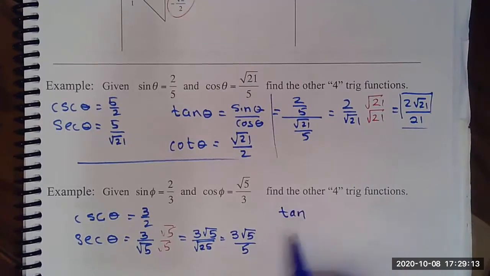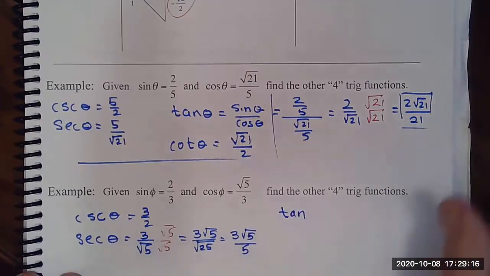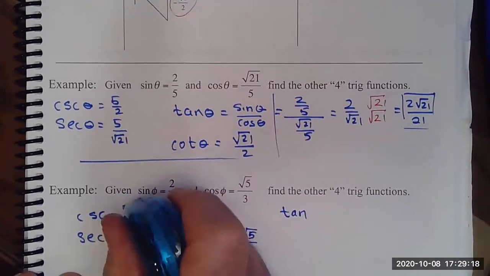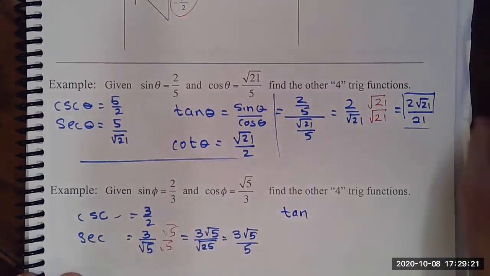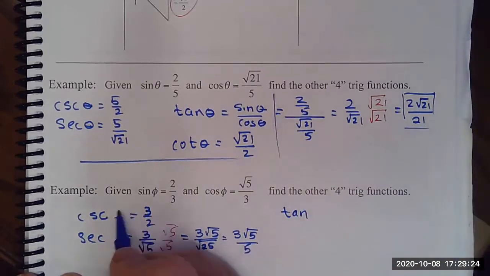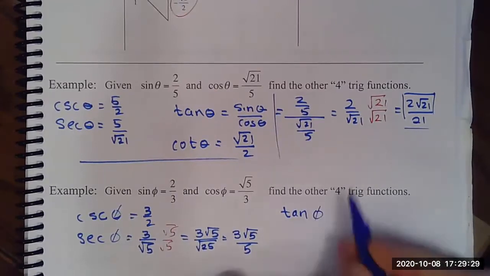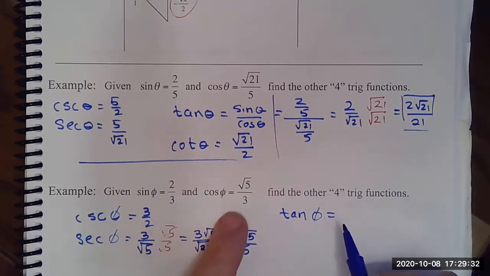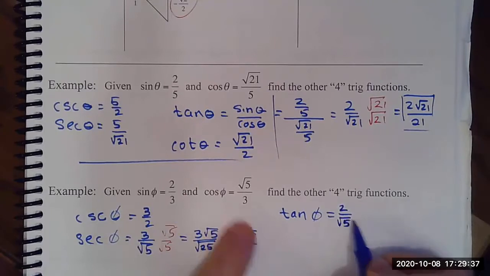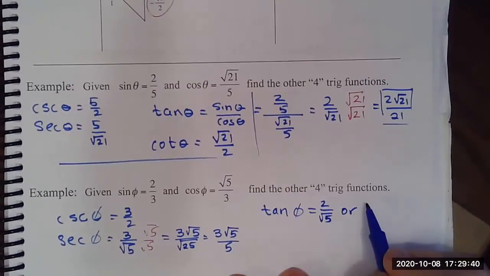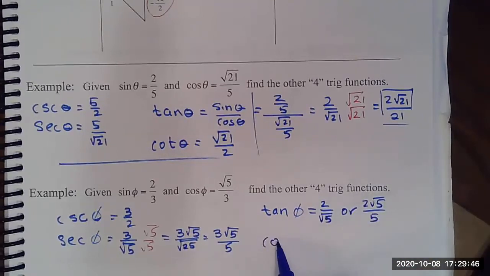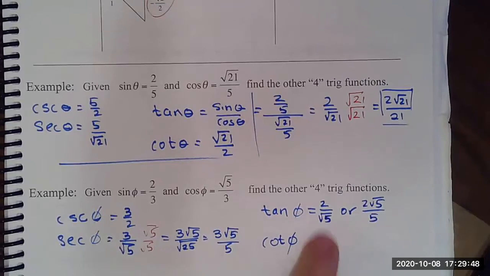Tangent. I put theta and it's supposed to be phi. I do that every once in a while. This should be phi, not theta. So tangent of phi. Okay, sine over cosine. Look, the 3's will cancel. So ultimately it's 2 over root 5. Or rationalizing the denominator, you get 2 root 5 over 5. And then cotangent. Take the reciprocal of this, so you get root 5 over 2.